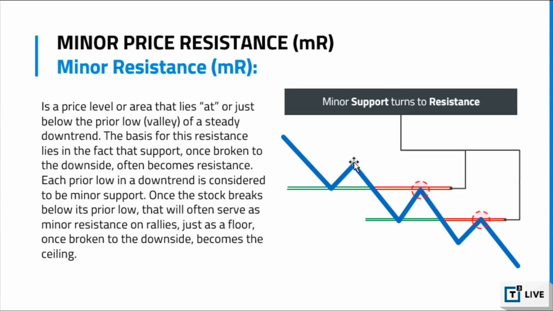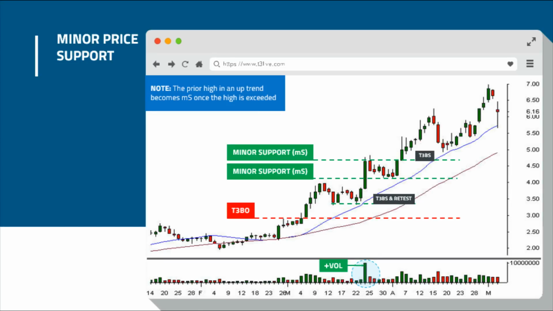Minor resistance is the resistance that exists in downtrends, and it's what used to be support. The prior pivot low becomes resistance on a retest for the same reasons that I discussed when I talked about minor support. So if you look at a chart just like this one or any other chart really, what was resistance becomes support on a retest. This is now the resistance area. We crash through it, and then on the pullback it becomes support.